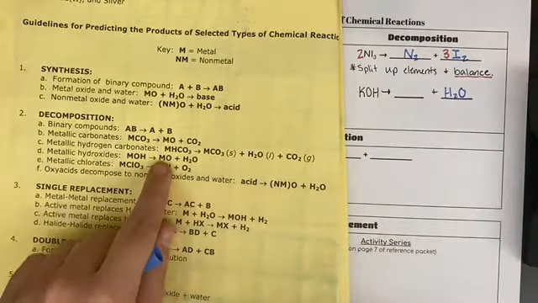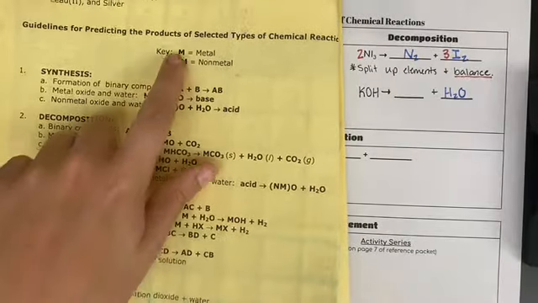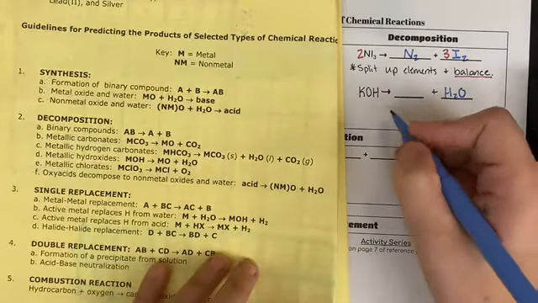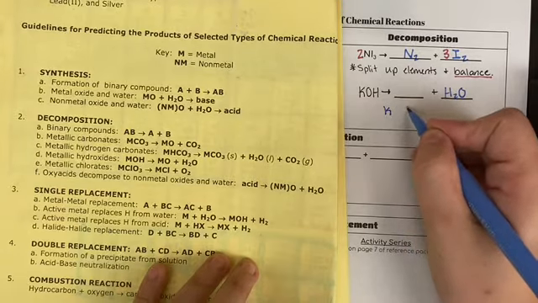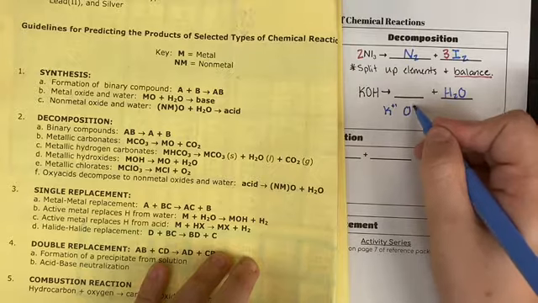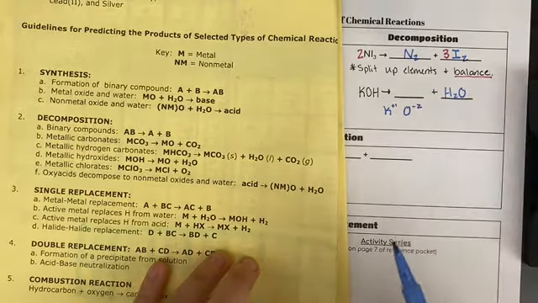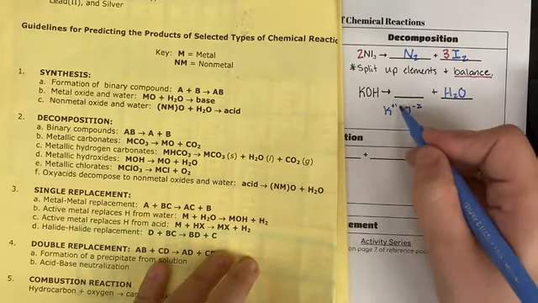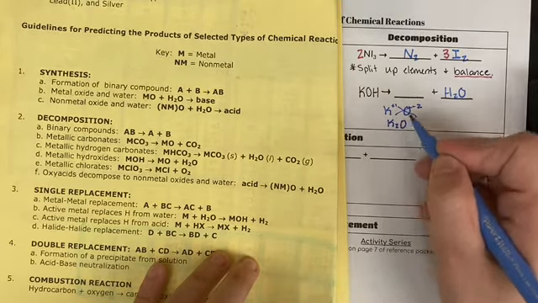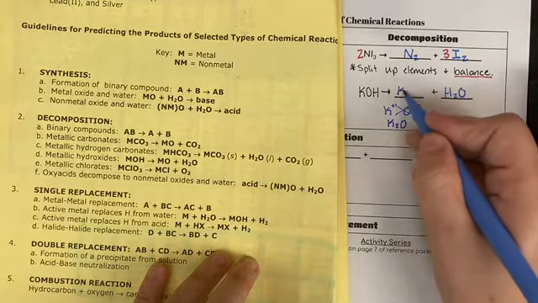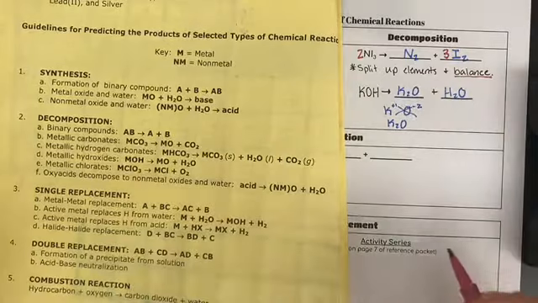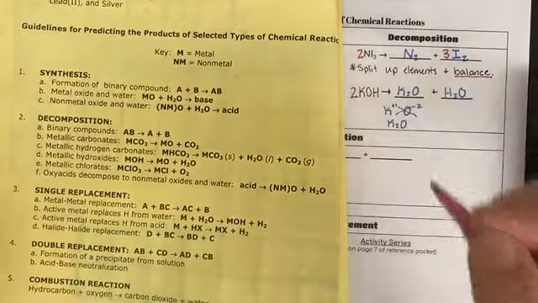But this MO is something I'm gonna have to figure out because that metal in our case is potassium. So I'm gonna have to write out the formula for potassium and oxygen. So potassium is a +1 charge, oxygen's a -2. Those do not cancel, so I'm gonna have to crisscross. So I end up with K2O. So my metal oxide is going to be K2O. And to balance that, I'm just gonna have to put a 2 right there.